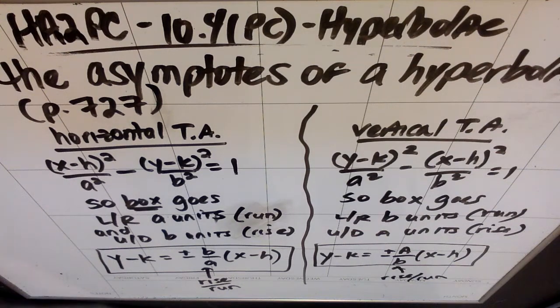Honors Algebra 2 Pre-Calculus. We're doing 10.4 in Pre-Calc, which is hyperbolae. So on page 727, your book gives you the formulae for the asymptotes of a hyperbola, right?